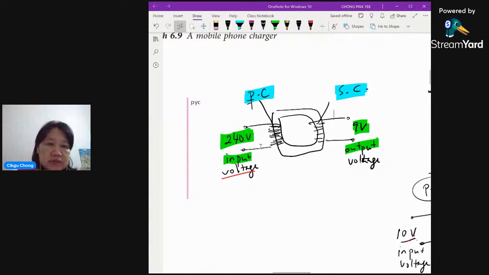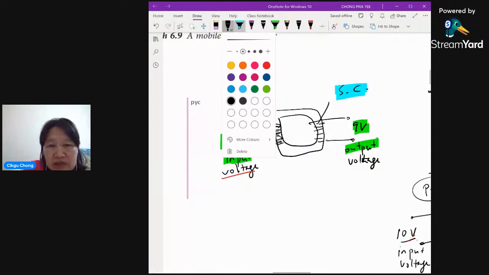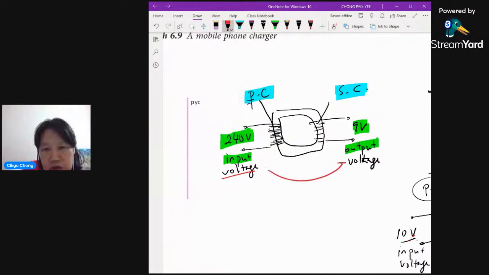So decrease is because you have more. 240 is definitely more. 9 is less. So more to less, that means you are reducing the voltage. I keep on saying current. Okay, reducing the voltage. When you're reducing the voltage, what is the type of transformer? What type of transformer it is, if you're reducing the voltage?